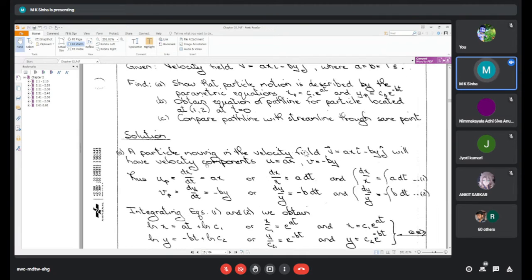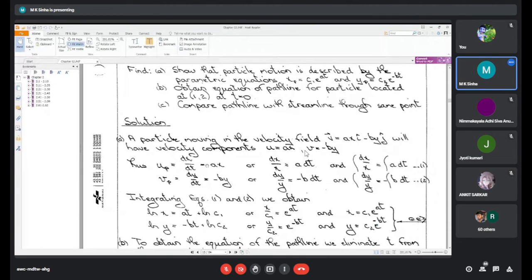So that will come out. Integration gives ln x equal to at plus some constant ln c1, plus ln y equal to minus bt plus ln c2. Or you can say x over c1 equal to e to the power at, and y over c2 equal to e to the power minus bt. So x equals the constant c1 e to the power at, and y equals c2 e to the power minus bt.